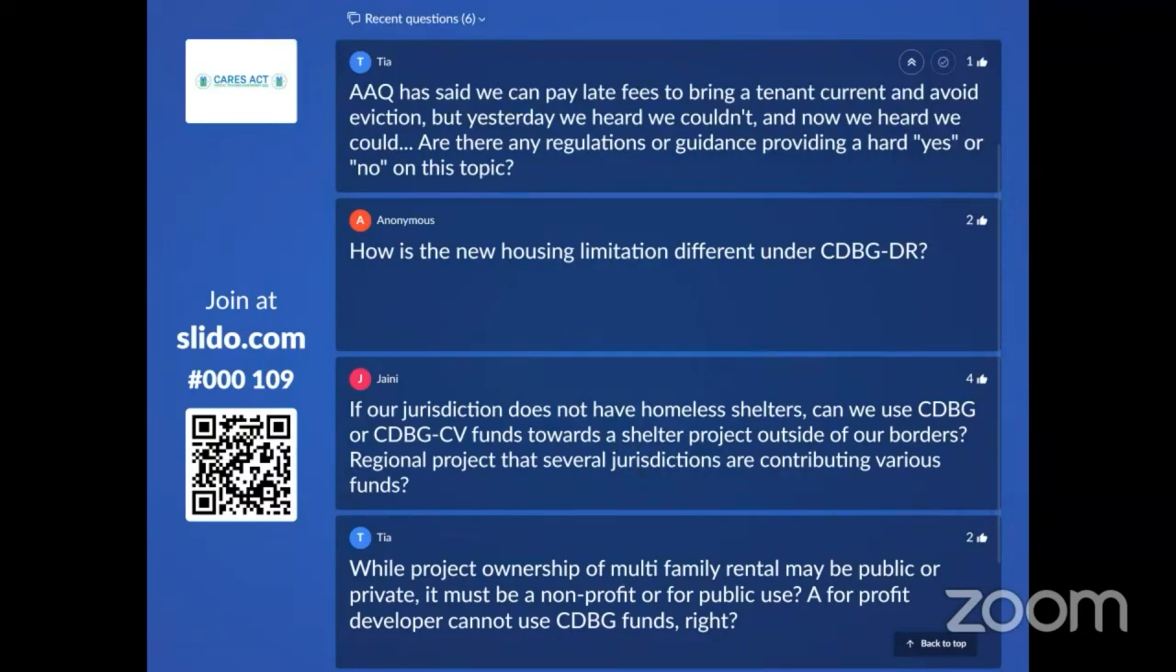Okay, I don't know who told you that you couldn't pay late fees. But if a person pays or receives assistance to pay everything but the late fees, they're not current. And that means the landlord can still evict them. So that's why we say that late fees are eligible.